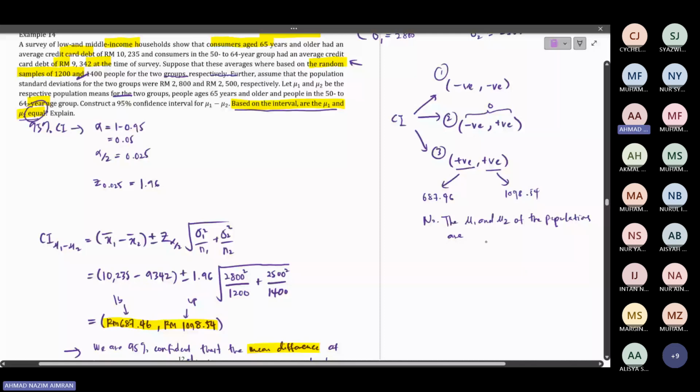Can you understand? The same applies to the first case: if you get both negative for the lower and upper boundary, the same, no, it is not equal, or it is unequal. It is only equal when we have negative for the lower boundary and positive for the upper boundary. If you get negative and positive, yes, equal.